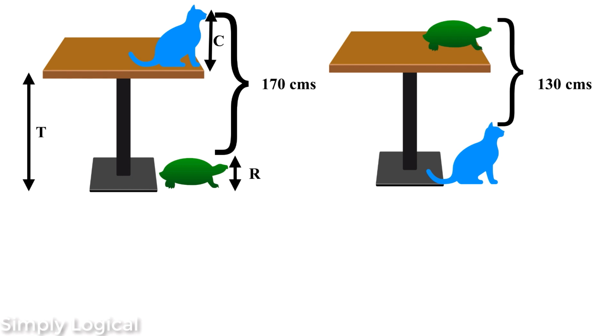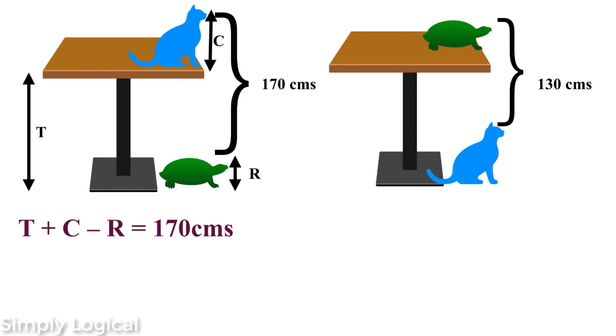As per the first diagram, total height of the table along with cat excluding the tortoise height can be written as T plus C minus R equals 170 centimeters. So here T is the height of the table and C is the height of the cat and R is the height of the tortoise. Since the height of the tortoise is not included in the diagram, we are excluding it by subtracting R, which is resulting in 170 centimeters.